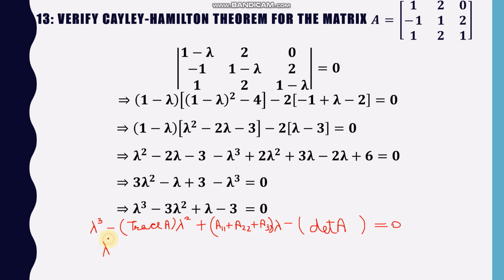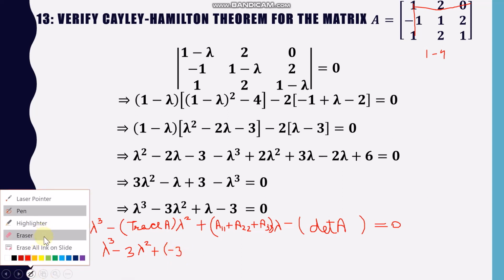Very useful trick. So let's check for this matrix: lambda cube minus trace of A. What is the trace here? 1 plus 1 plus 1, 3, right? So 3 lambda square plus the cofactor of A11. See what the cofactor of A11 is. A11 is 1, so remove this row and this column. So it is 1 minus 2 times 2, which is 4. 1 minus 4 is minus 3. So the cofactor is minus 3 for A11.